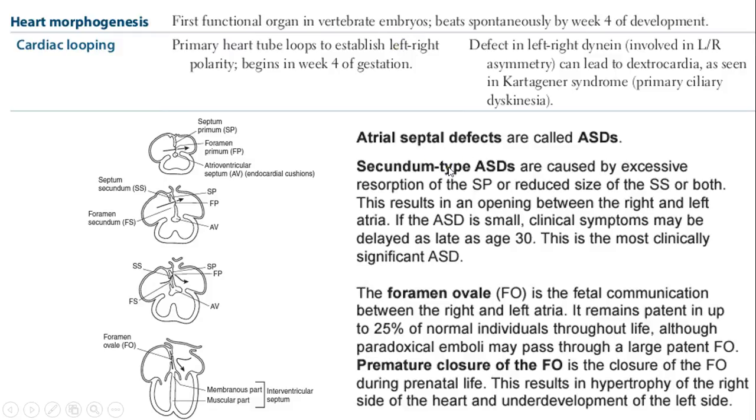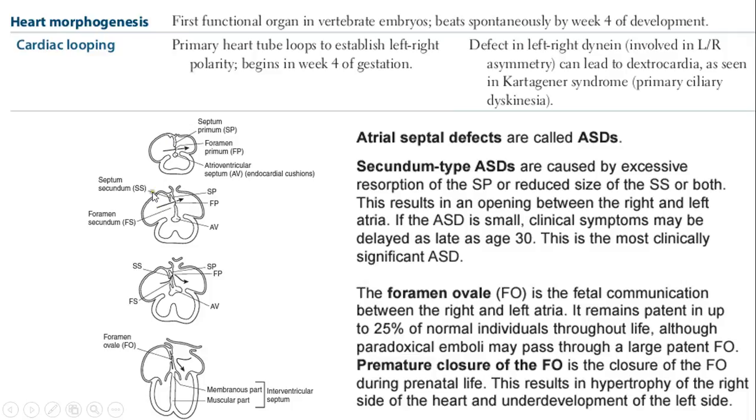But going down here, atrial septal defects. It says that there's a secundum type. These are caused by excessive reabsorption of the SP or reduced size of the SS or both. Okay, so you go over here. SP is the septum primum. So in other words, what you have is your septum primum becomes reabsorbed. This is the thing that becomes the septum here. So this thing here, septum primum, gets reabsorbed.